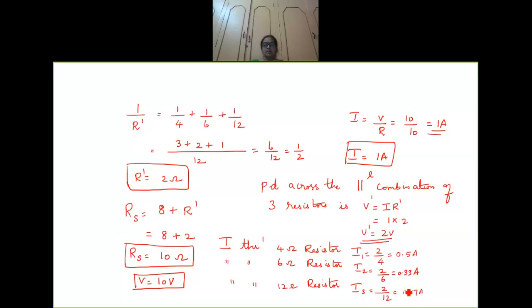So the total current flowing through this resistor, you add these values, children, you will get 1 ampere. See here, check it. 0.5, 0.33 and 0.17. What is the total current here? The value is 1 ampere. So the current in these 3 resistors is distributed as 0.5, 0.33 and 0.17, which all together become 1 ampere. Hope you understood this problem very clearly. This is how the problems will be tricky. You have to understand very, very clearly and then solve the problem.